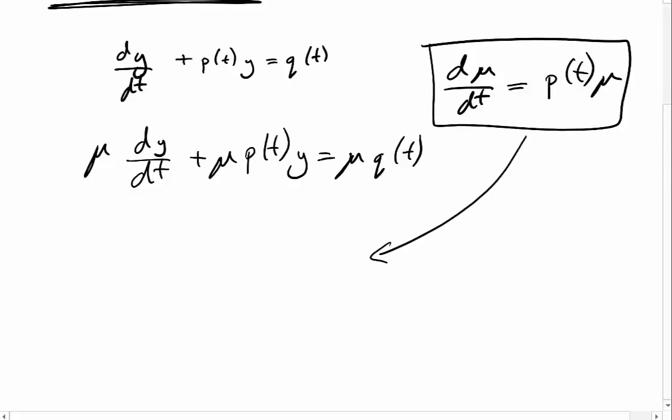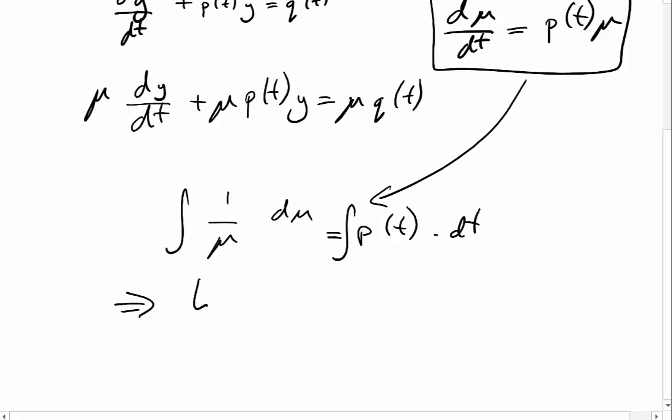Well, what is that mu function going to be then? If that's the case, I'm just going to isolate mu's on one side and everything not involving mu's on the other, so everything involving t's on the other side. So I'll end up with 1 over mu d mu by dt equals p of t. So I've just divided through by mu. Then I'm going to get rid of this dt by multiplying through by dt, and integrate both sides. So what am I going to end up with? I'm going to end up with the natural logarithm of mu equals the integral of p, whatever my function p is, with respect to t.